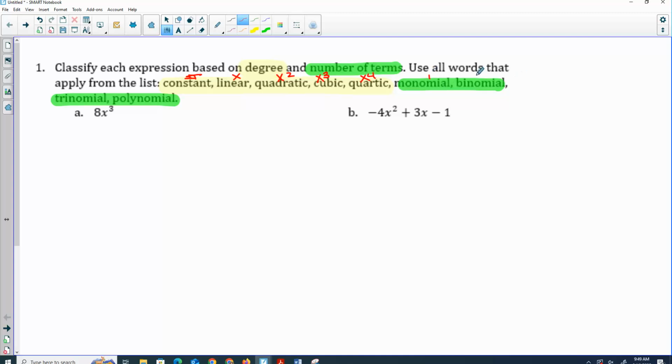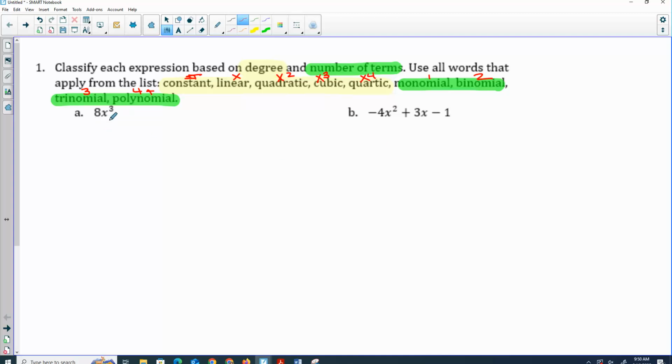Monomial means one term. Binomial, two terms. Trinomial, three terms. Polynomial is just anything after that. So when I look at this one, these are all questions that are going to be graded, so make sure you're writing these down. This is part of your homework, but I'm doing part of it with you.